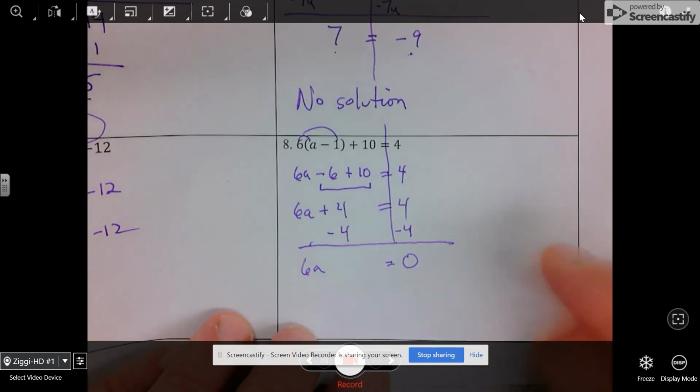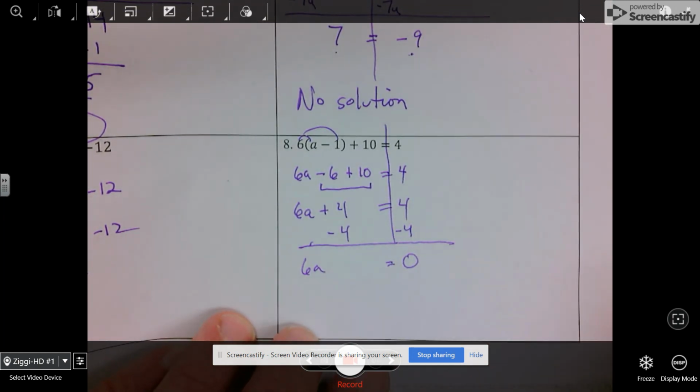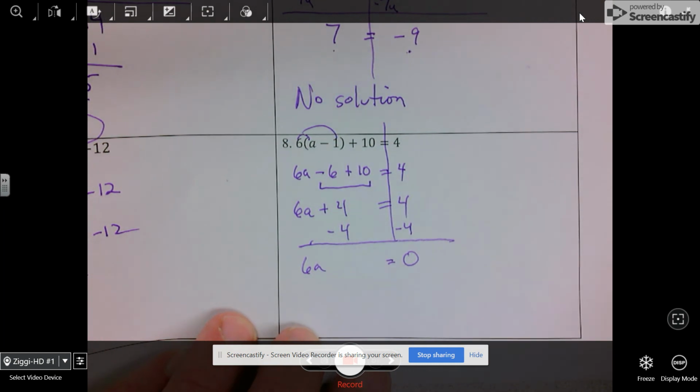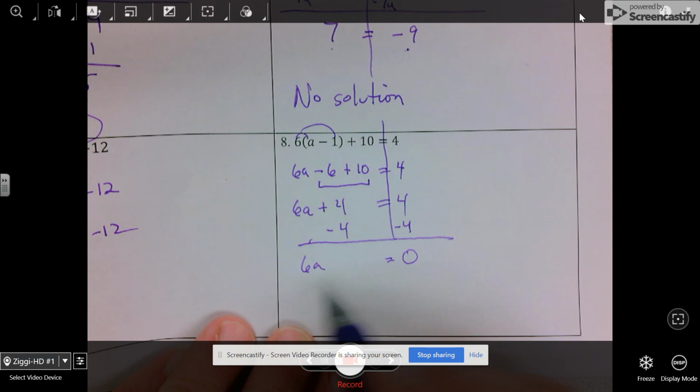Okay, so your job is to go back and finish these. Make sure on problems where there's multiple terms, especially the ones that are a little bit more expanded, combine like terms. I always say CLT, combine like terms before you move on.